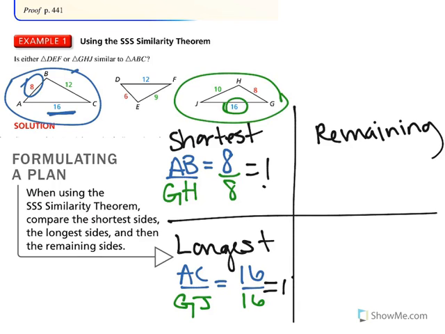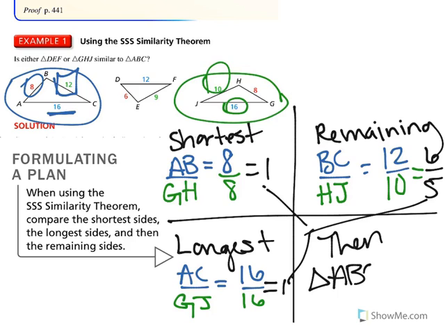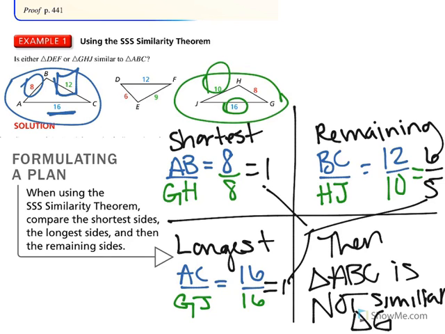So my remaining side is 12, which is BC, and over here my remaining side is HJ, and it's 10, and that actually reduces to 6/5. And since these are all not the same, then triangle ABC is not similar to triangle GHJ. Alright, let's move on to example 2.